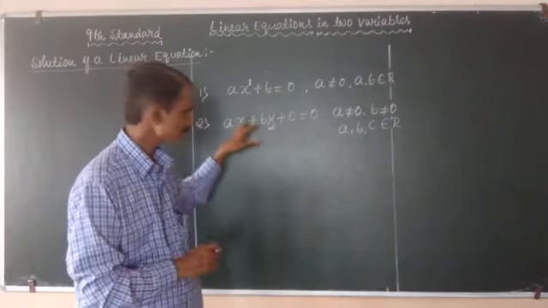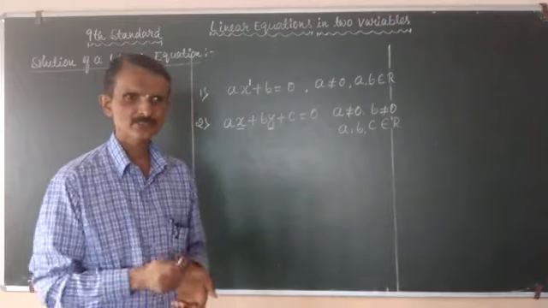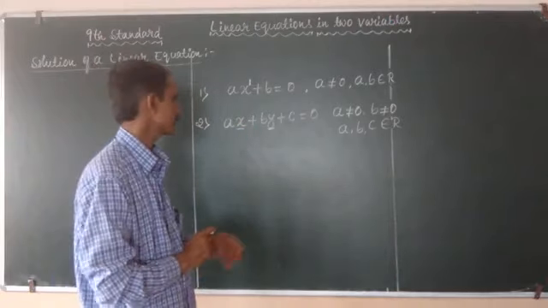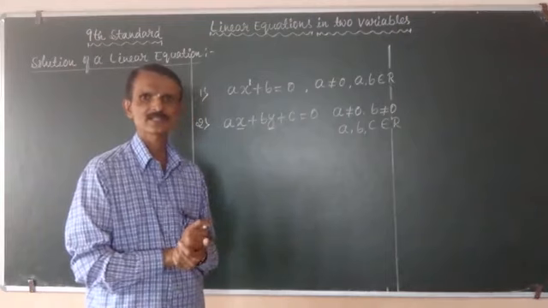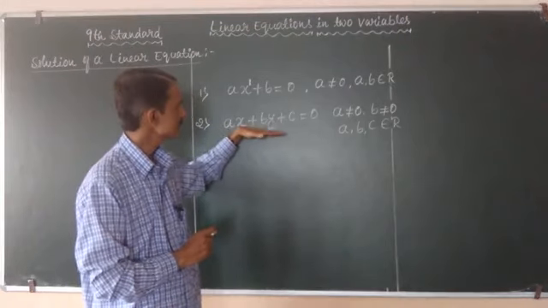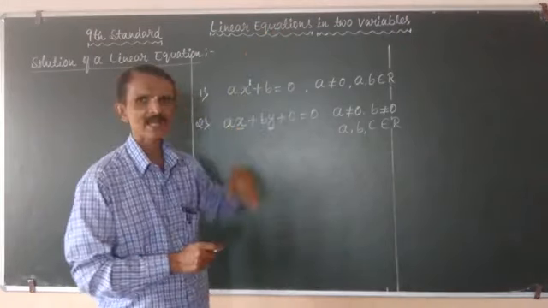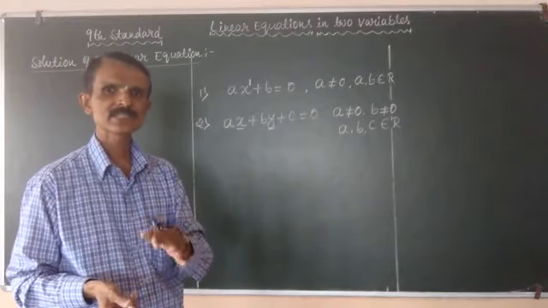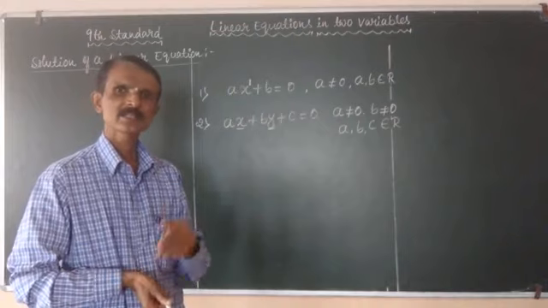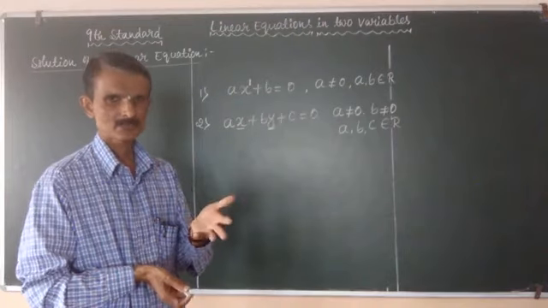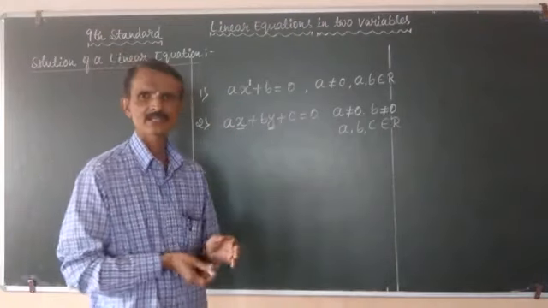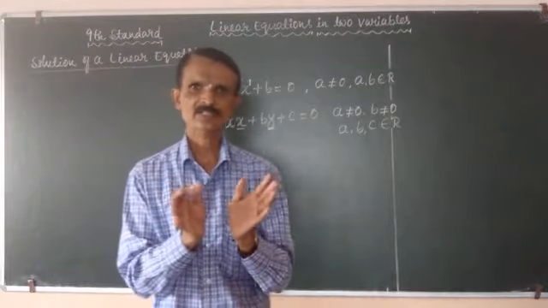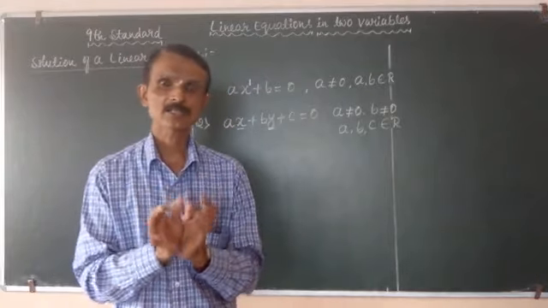So it never stops. That process goes on continuously. Therefore, a linear equation in two variables has infinitely many solutions. So this is all we discussed in the last class.